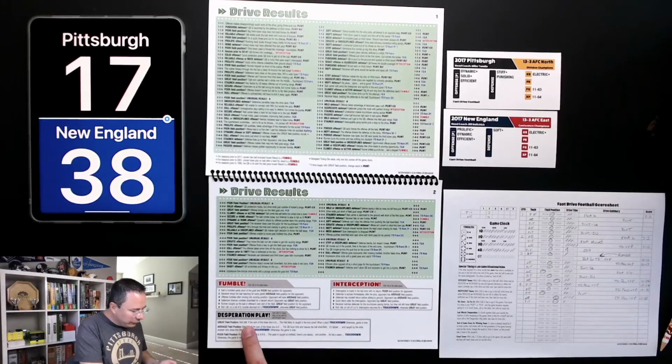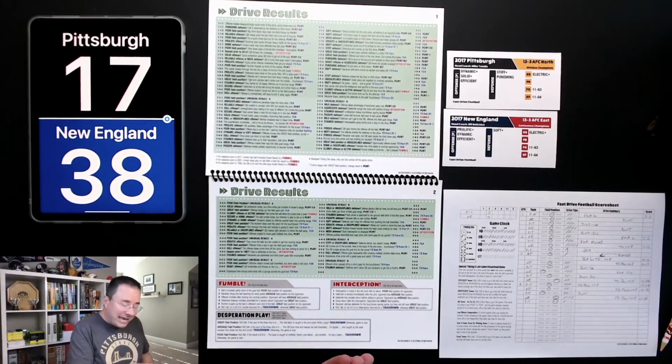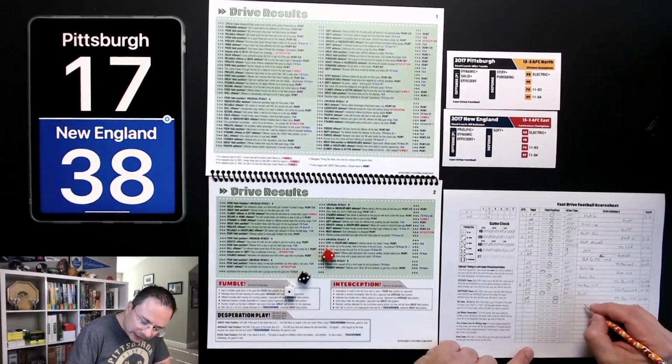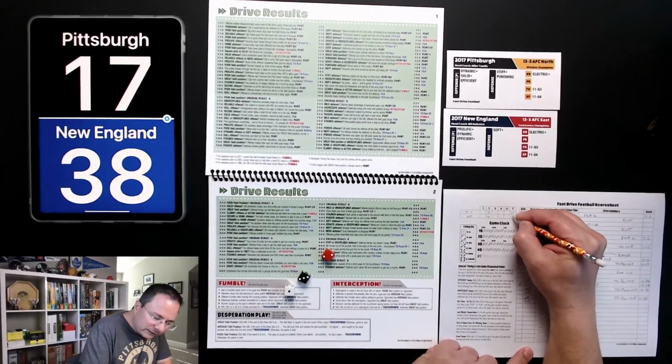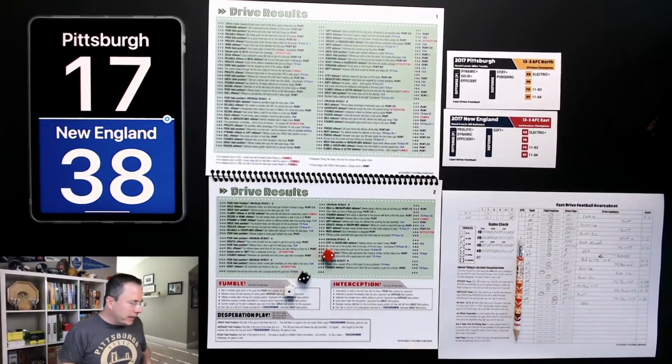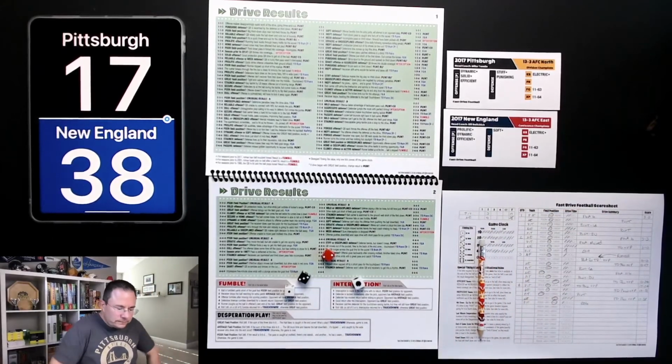So we're going to roll 3 dice. And if the sum of the 3 dice is 8, then the Hail Mary is caught in the end zone. But it's, like I said, doesn't matter. It's a 6. It's incomplete. And that's end of game. And we have a final score of 17-38 in favor of New England. So there you go. So that is how Fast Drive football plays.